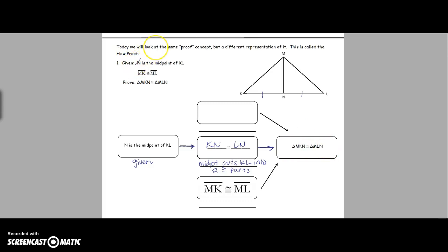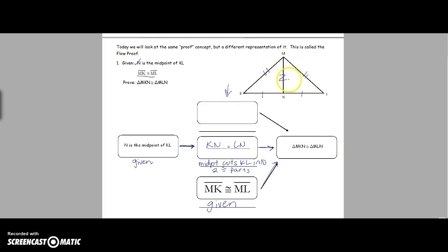Now something else that's going to tell us that is that MK is congruent to ML, and that's written right here at the bottom, and that's given. So notice how I have 3 boxes here, and those happen to be all for the congruency statement. So we're going to line all of those up. And that, again, is going to tell us that these two triangles are congruent. Now we're missing one thing.